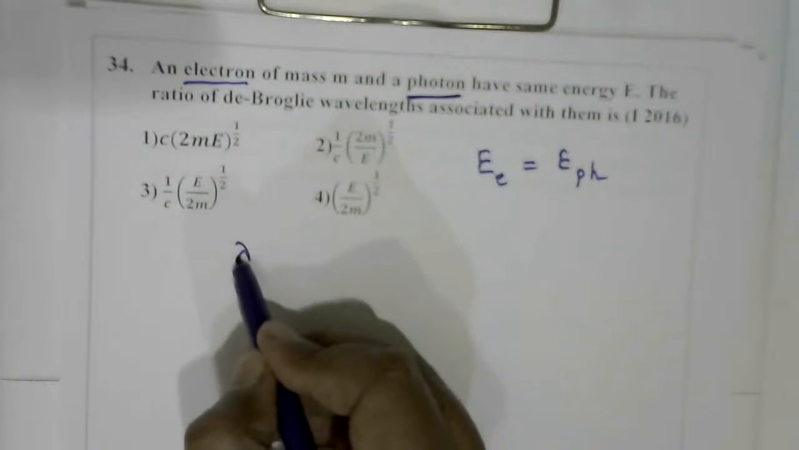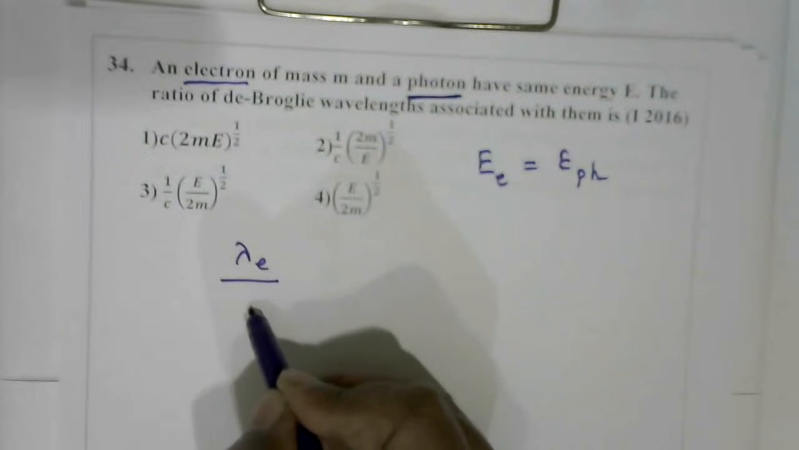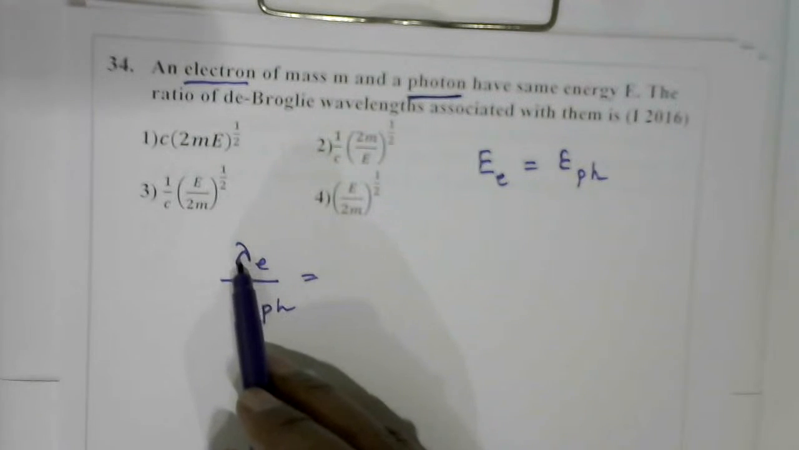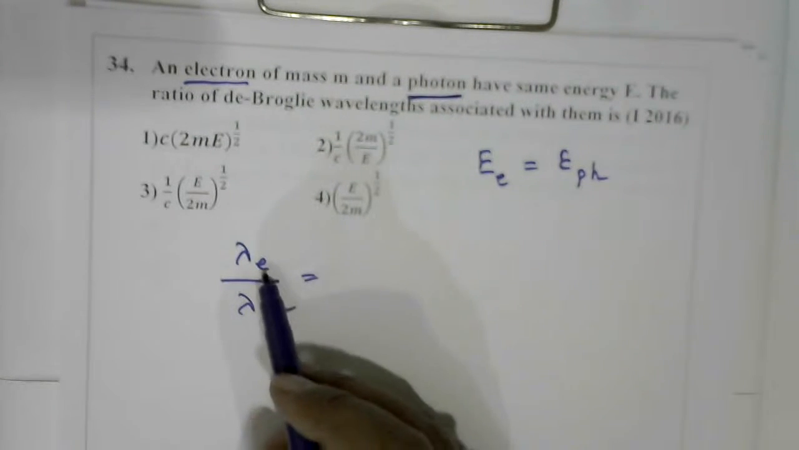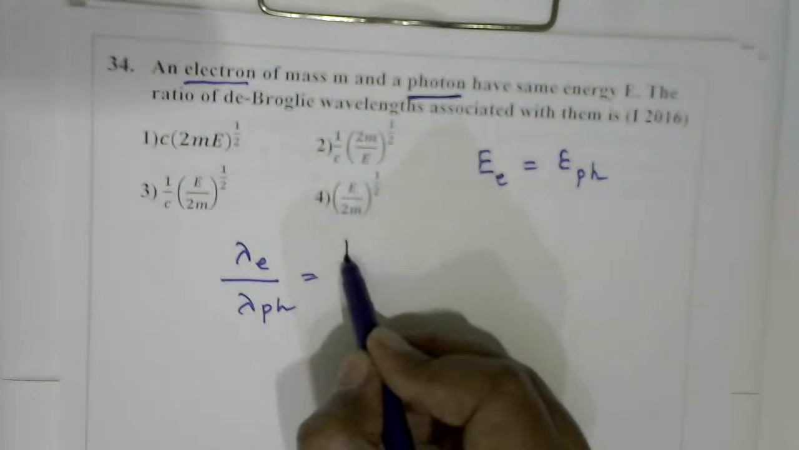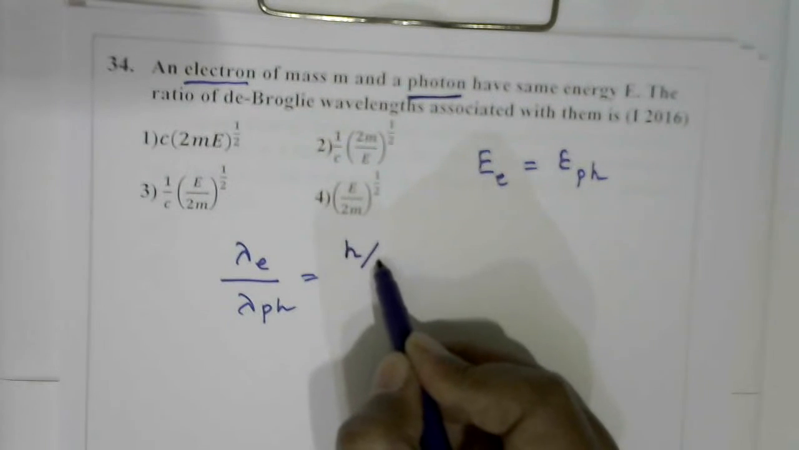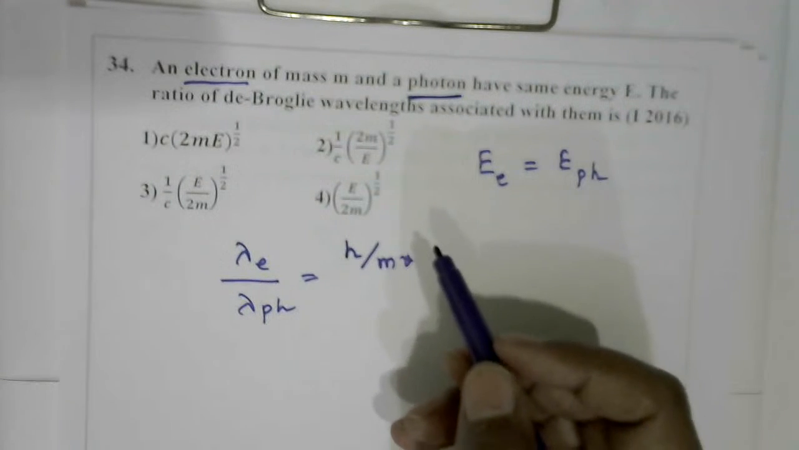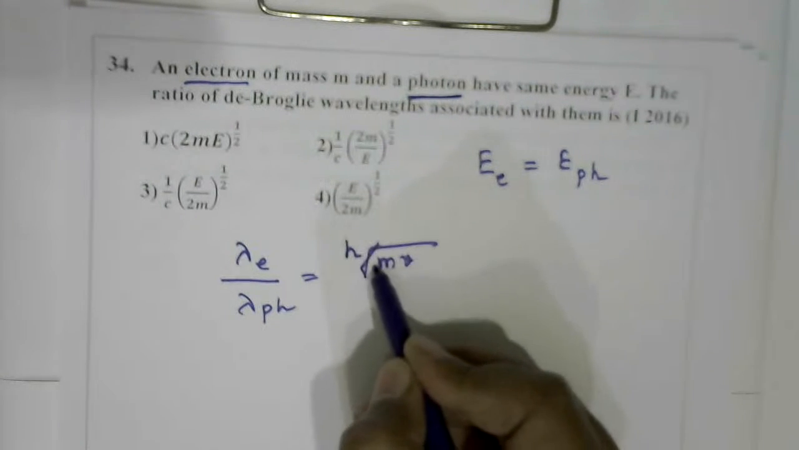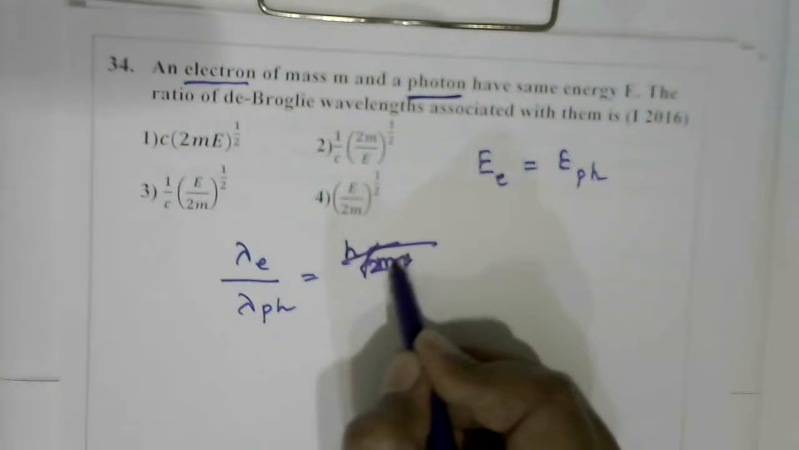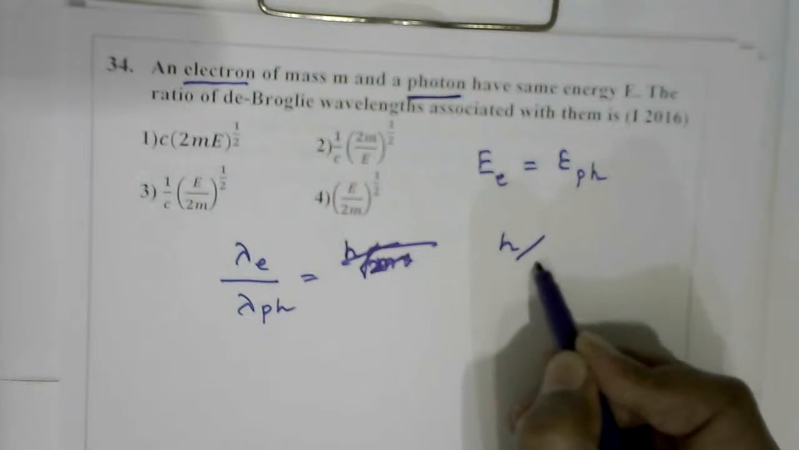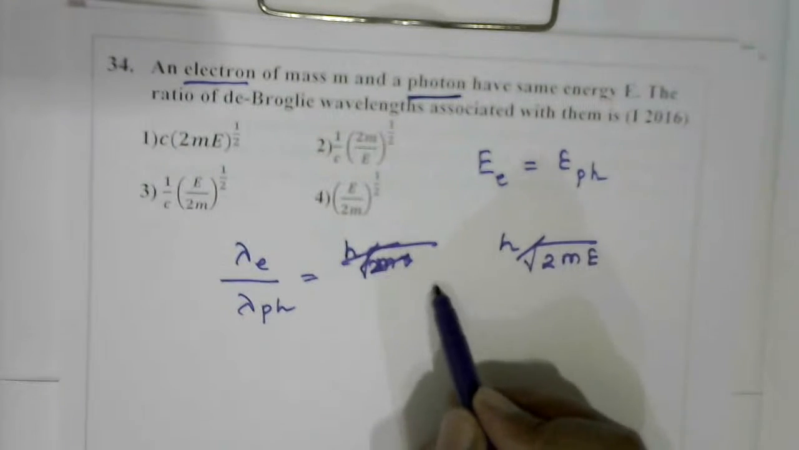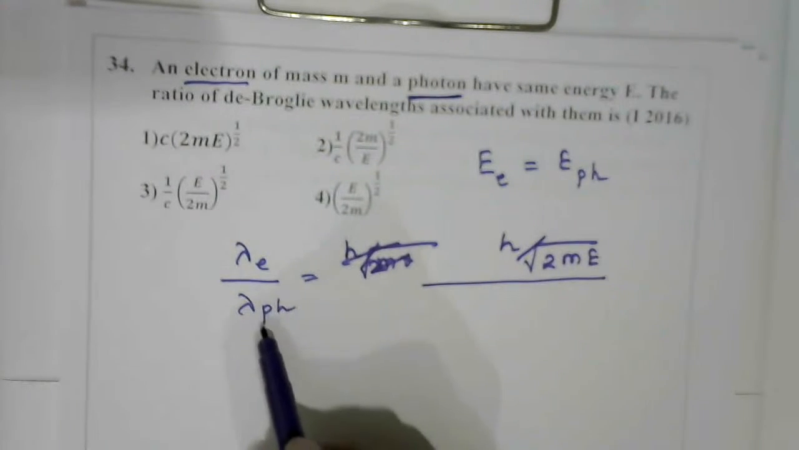So what is de Broglie wavelength of electron by photon, they are asking. So this equation we know. With matter waves, we have the formula as what? We have the formula as h by m into v. Or in terms of energy they are asking. So we can have it as h by square root of 2mE, divided by, this is what?